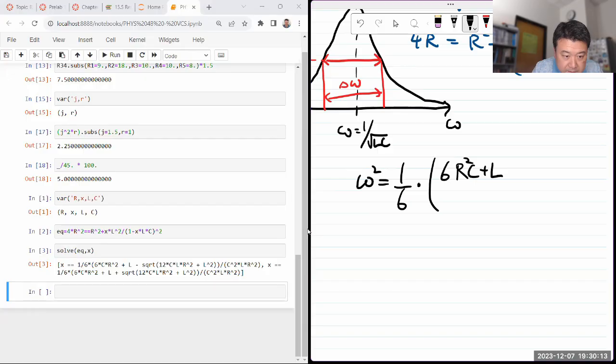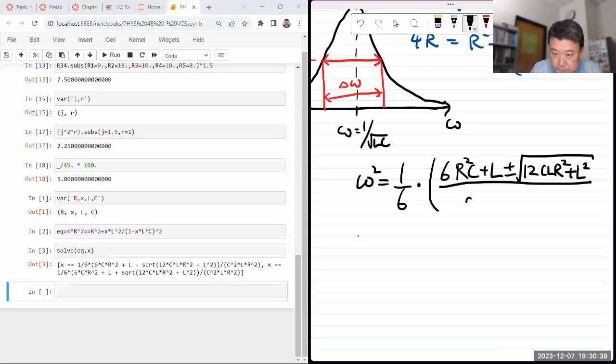I see this and this expressions are the same except for minus and plus here. So I'm going to write plus minus square root of 12 CLR squared plus L squared, all of that divided by this denominator. So C squared LR squared.